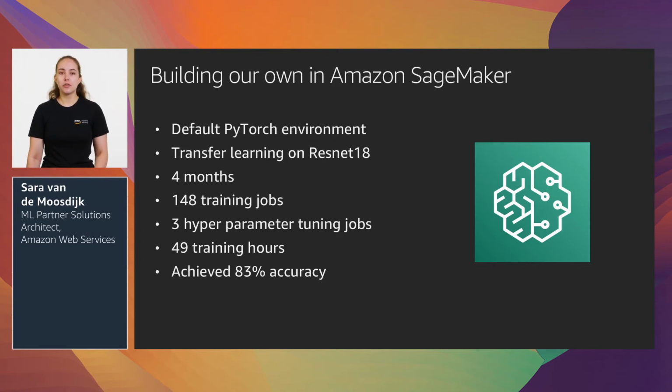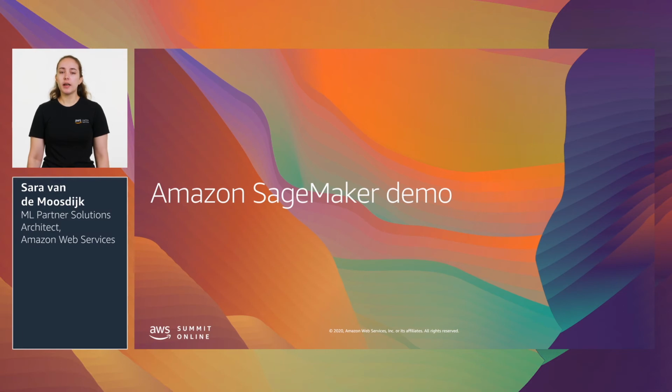But basically, it took us around 4 months of work, 148 training jobs, of which 3 hyperparameter tuning jobs, 49 training hours, and we finally achieved an accuracy of about 83%, which is pretty good. Now, 4 months might seem like a lot, but keep in mind that this included gathering all of the training data, and keep in mind that I'm not necessarily an expert in computer vision and hadn't really worked with these algorithms before. So let's take a look at how we actually built this in SageMaker.